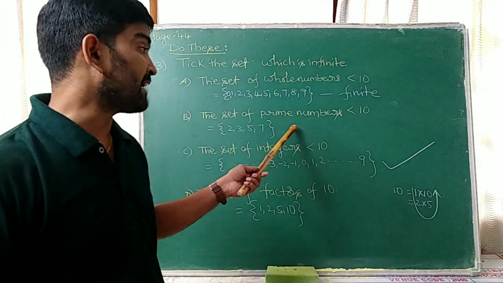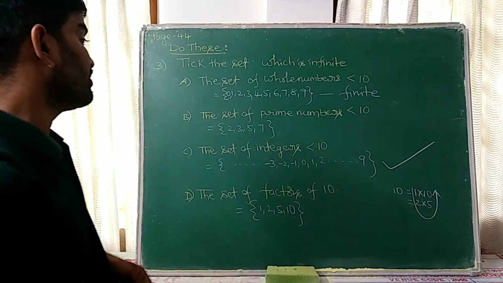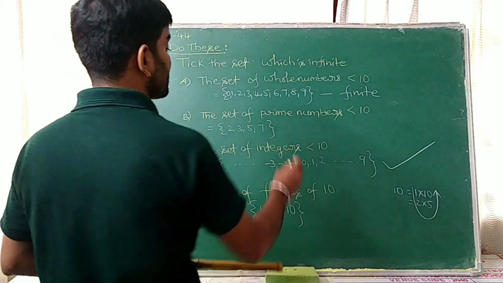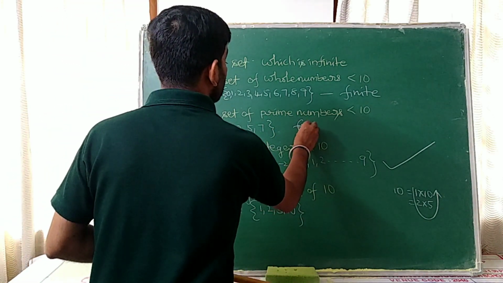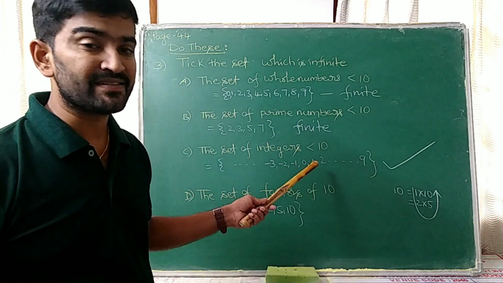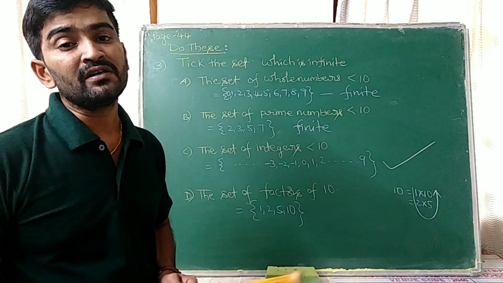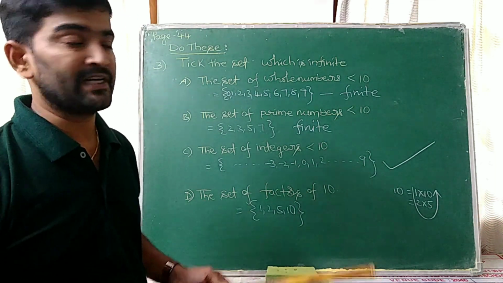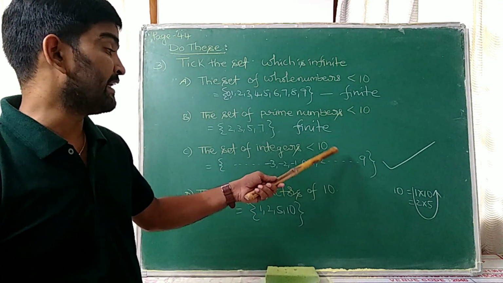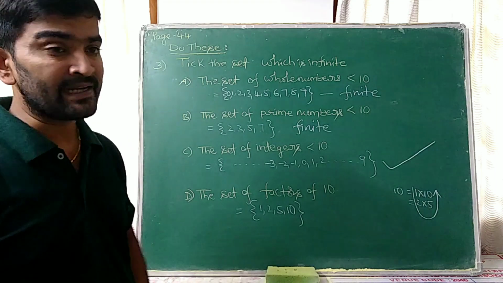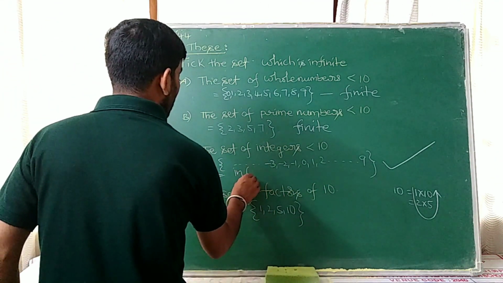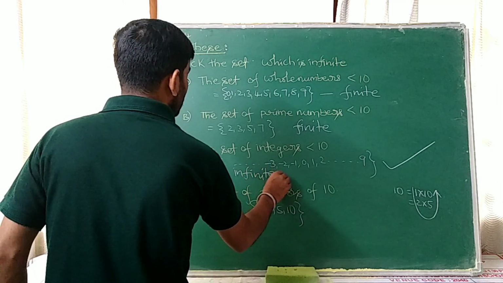Now, the set of prime numbers less than 10. Here also, there are only 4 primes which are less than 10. Those are 2, 3, 5, 7. So this is also finite. Coming to the third question here, the set of integers less than 10. We know the integers less than 10 are infinite. Why? Because we are going to write all the negative integers and the positive integers up to 9. That means these are infinite numbers. So it is an infinite set. As it is infinite, we have to tick it.